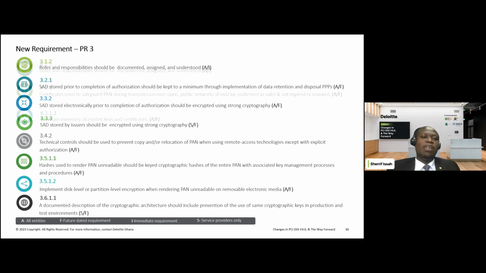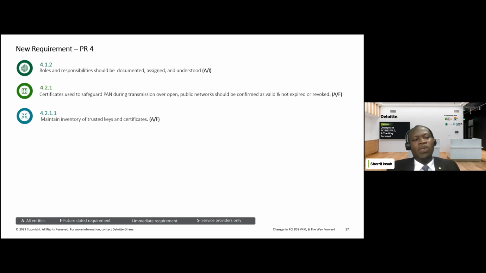So let's move on to requirement 4. Under requirement 4, there were 3 new requirements. Section 4.1.2 talks about the responsibilities, which we've spoken about. Then 4.2.1 states that certificates used to safeguard PAN during transmission over public networks should be confirmed as valid and not expired or revoked.